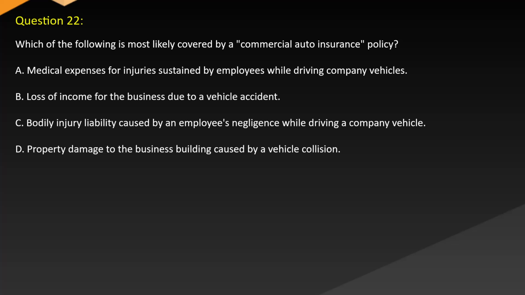Question 22. Which of the following is most likely covered by a commercial auto insurance policy? A. Medical expenses for injuries sustained by employees while driving company vehicles. B. Loss of income for the business due to a vehicle accident. C. Bodily injury liability caused by an employee's negligence while driving a company vehicle. D. Property damage to the business building caused by a vehicle collision.